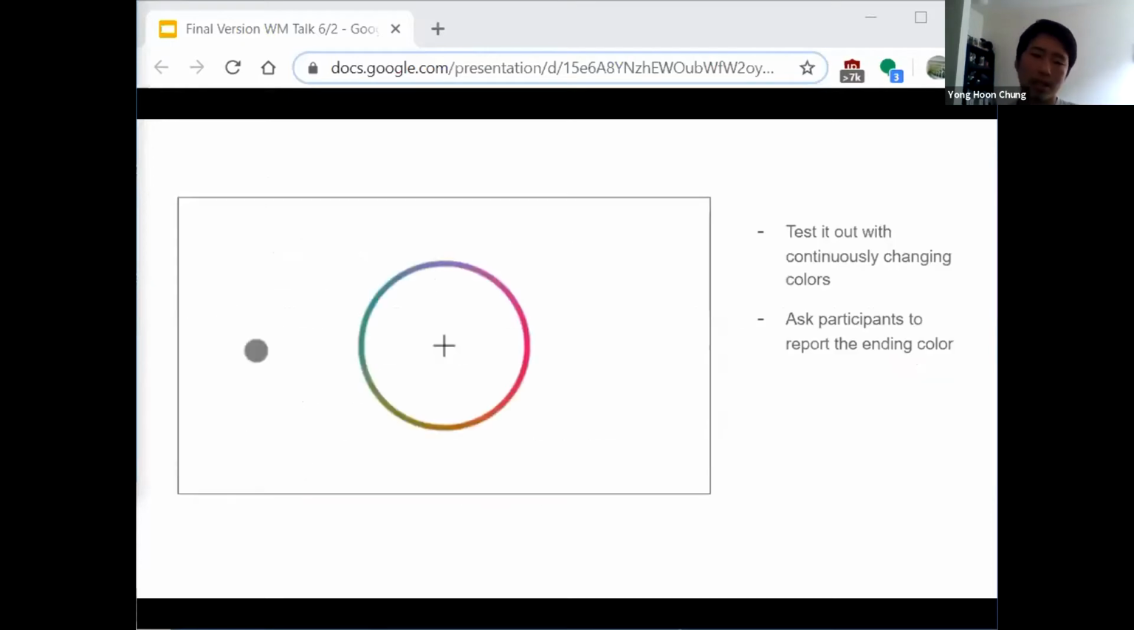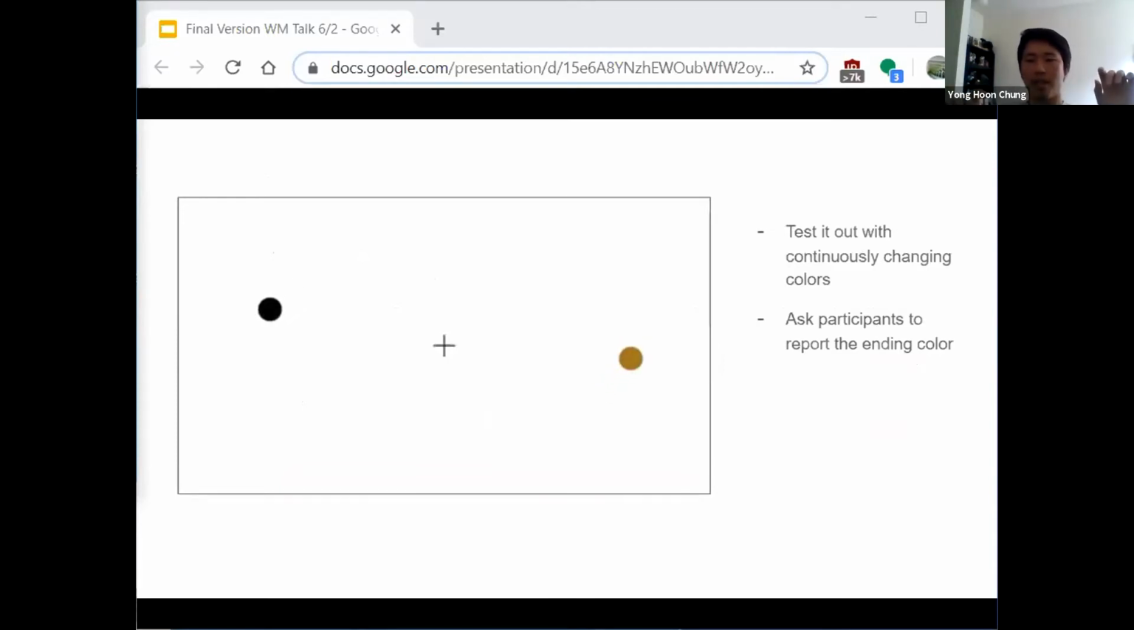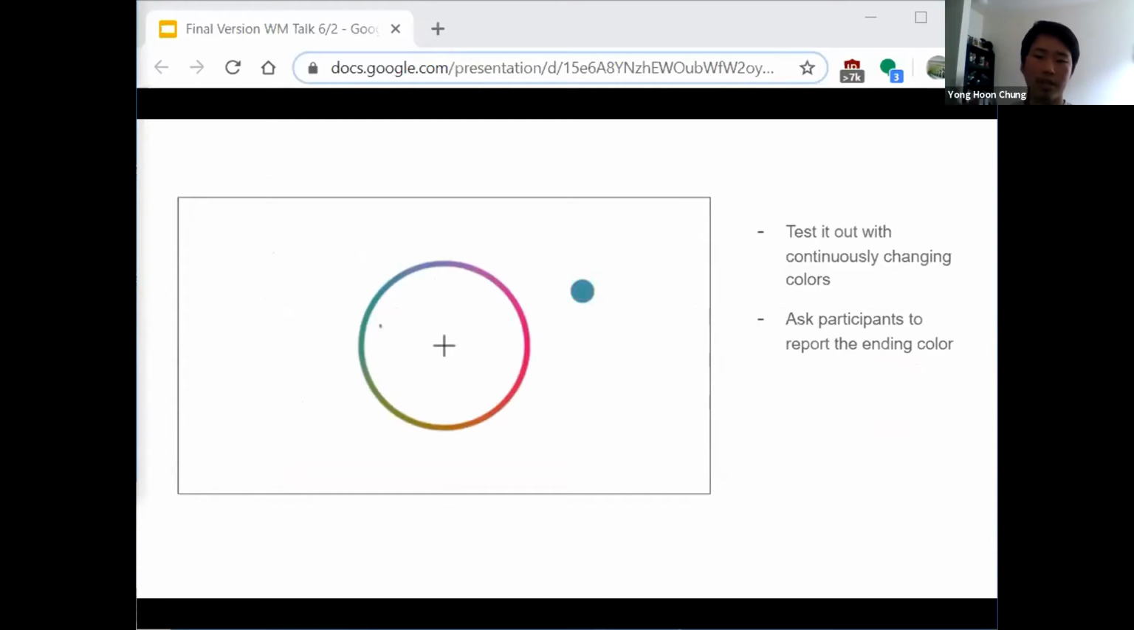We can test this by using much simpler stimuli, such as a color dot that is either moving around on the screen or stationary on the screen, while the color of the dot is continuously changing. And we ask participants to report the ending color at the end. This is just a quick demo of the experiment. I'm going to go more into how the stimuli were generated later on.